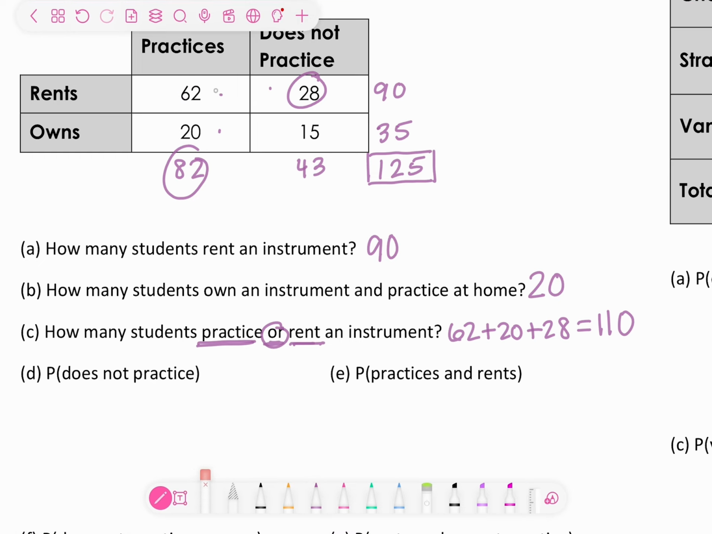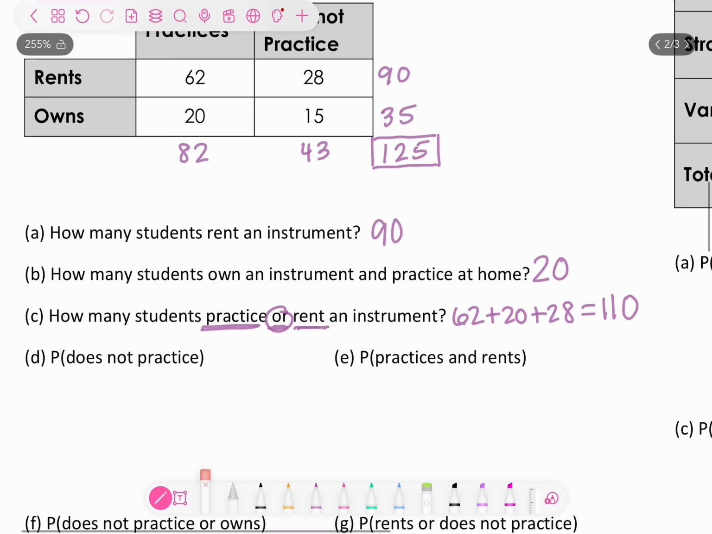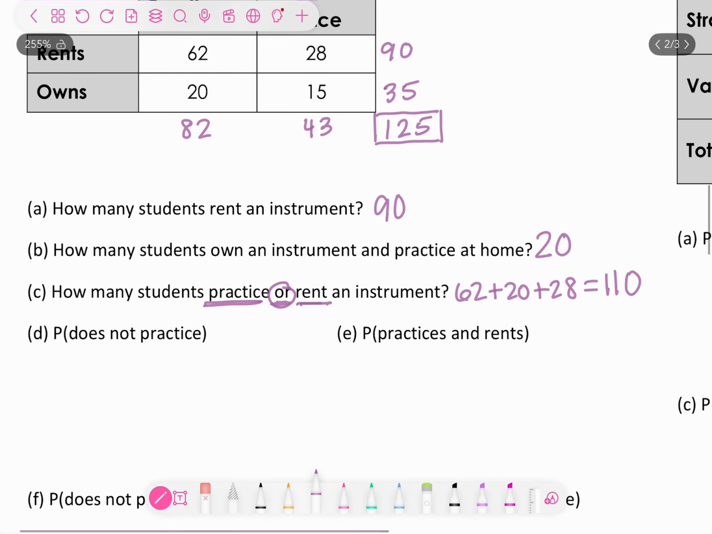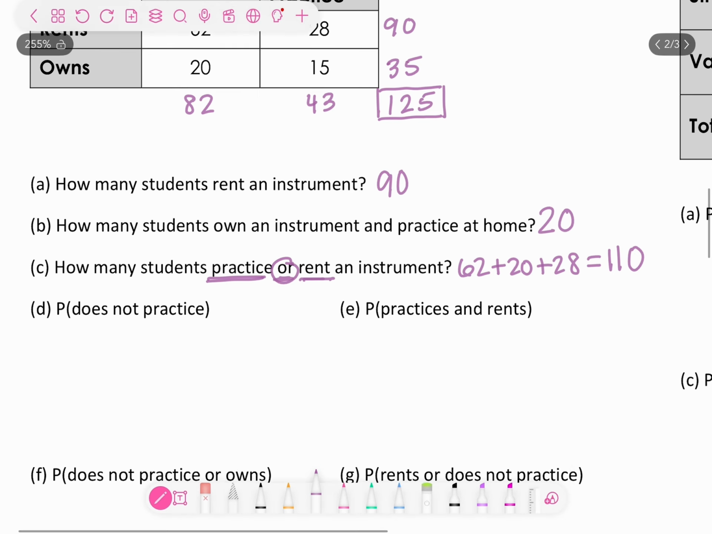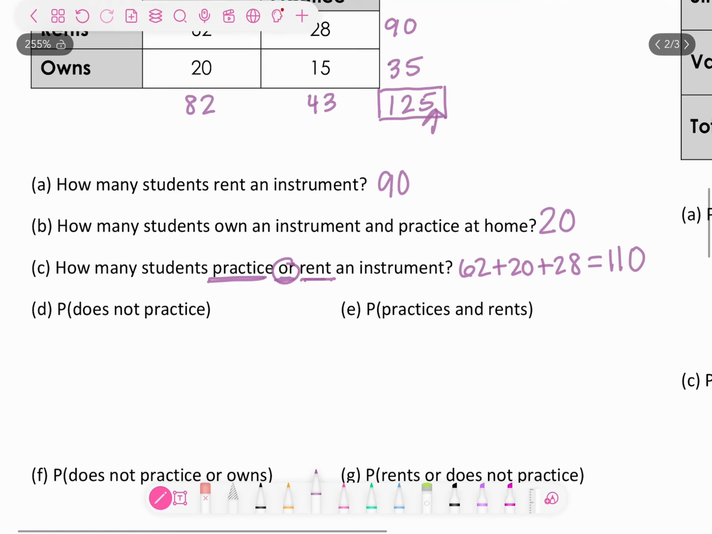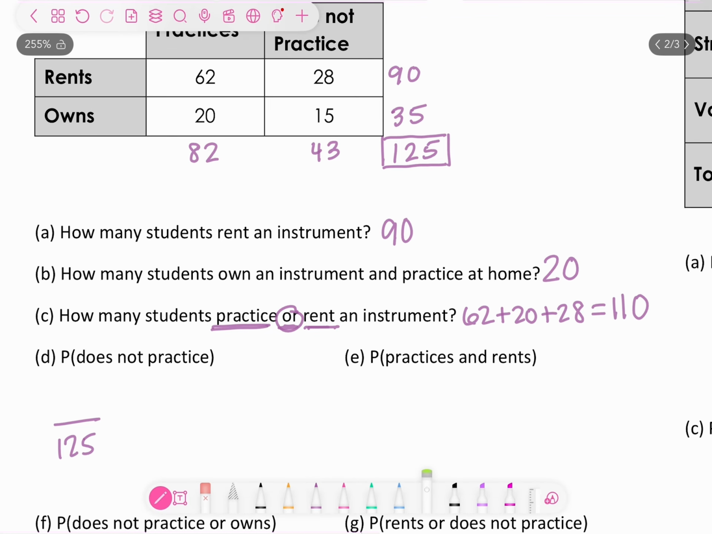Perfect. Okay, and now let's look at the next question. It says P does not practice. So that's probability. When you see an uppercase P, that's probability. So what's the probability that they do not practice? Well, we're talking about everybody who was surveyed. So that's the 125, that grand total. Okay, so we're talking about 125. Does not practice. So if we look at our table, does not practice is 43 people. There's 43 people who do not practice at home.